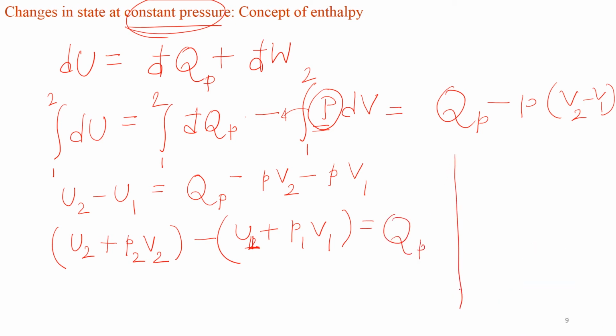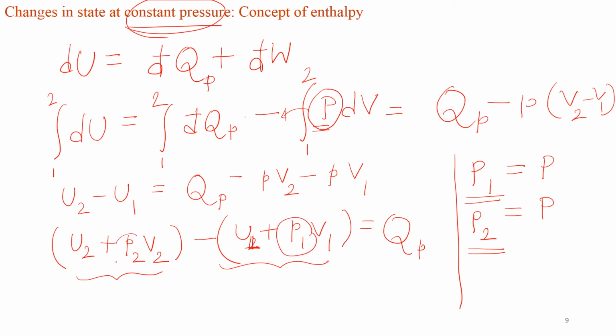Now, in this case P1 is the initial pressure and P2 is the final pressure. However, P1 is nothing but equal to P because the pressure was constant. P2 is also nothing but equal to P because the pressure is constant. Just to keep the equations similar looking, I am using P2 and P1 instead of P, but the magnitudes of P2 and P1 are equal to P.